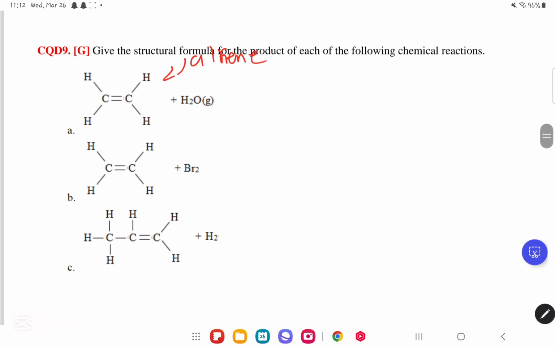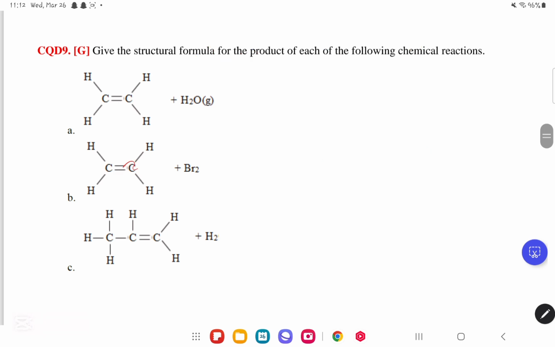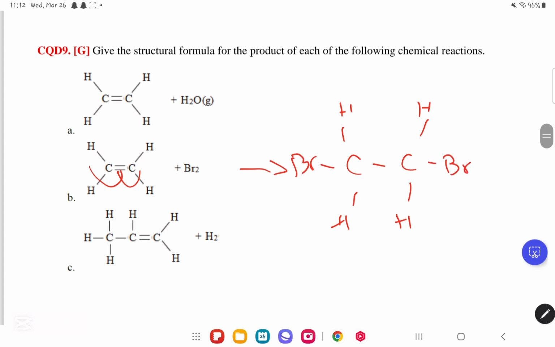So the double bond is going to break, and then it is going to give us C, single bond, C, H, H, H, H. Over here we have an H, and over here we have an OH. And this is very simply how the addition reaction works. When it is with Br2, it will break the double bond, and it will be C, single bond, C, H, H, H, H, and over here you have Br, and over here you have Br.